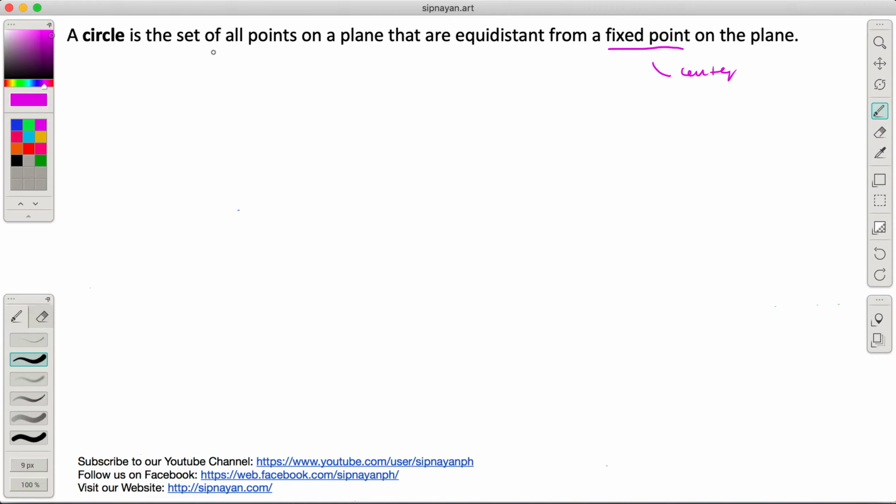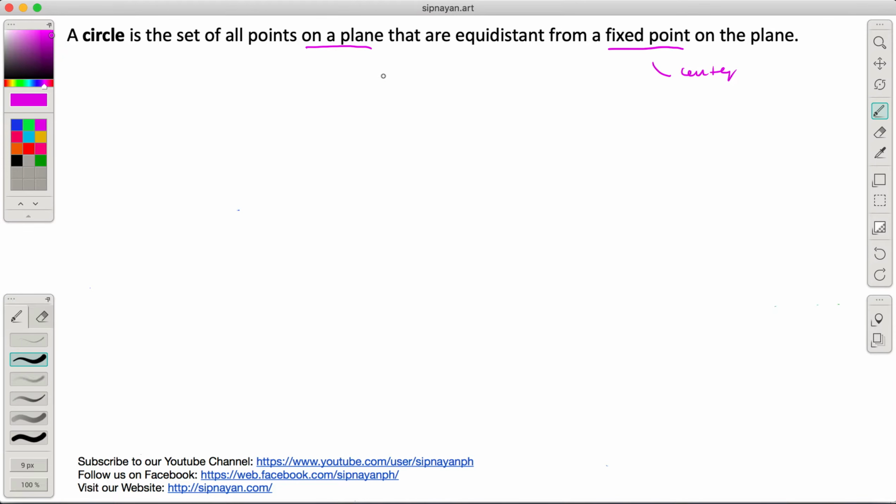What does it mean, set of all points on a plane? It means they are on the same plane, because in 3 dimensions, points can be the same distance from a point but not on the same plane. For example, in the case of a sphere, the points are not on the same plane, but they are the same distance from the center.